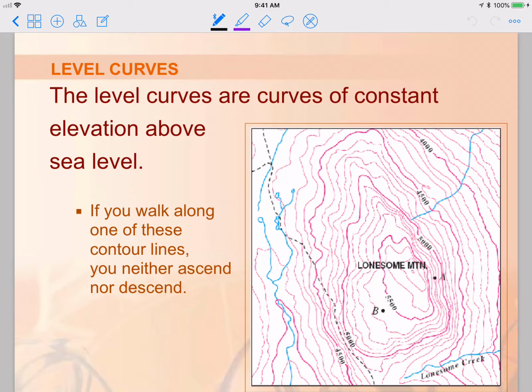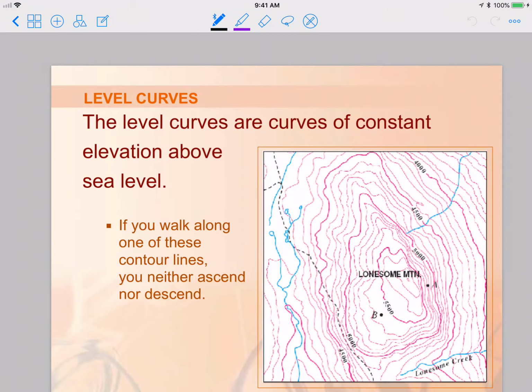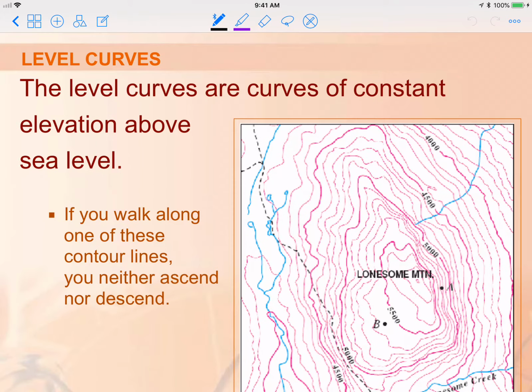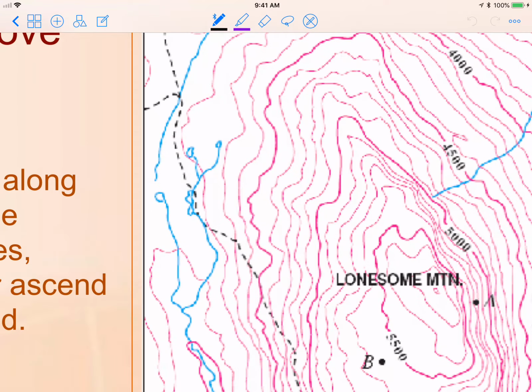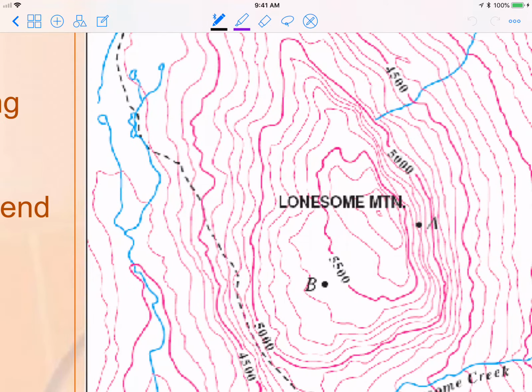Level curves are constants of elevation above sea level. If you walk along the contour lines, you neither ascend nor descend. So what do we mean by that? We mean if you are standing right here and you walk along here, then you are not going up the mountain or going down the mountain. You have the same elevation.